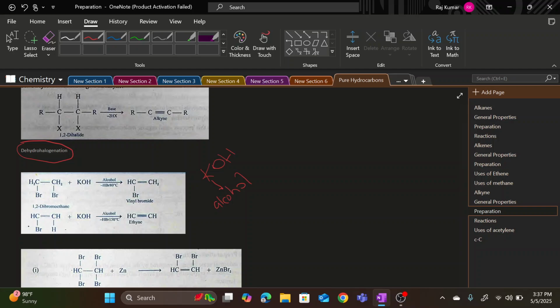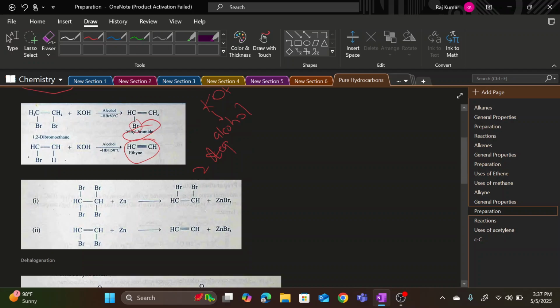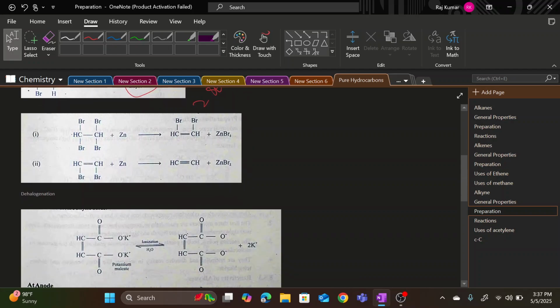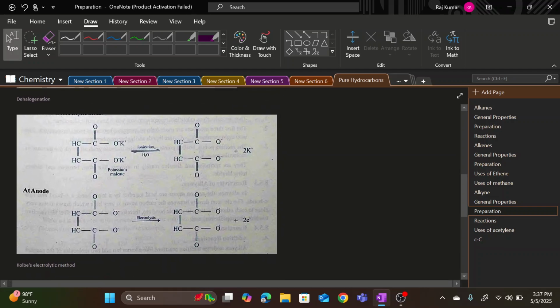It will actually first produce an alkene with a halide on the double bond, which is known as vinyl halide, and that will further react with alcoholic KOH to produce the ethyne. So it actually happens in two steps. Second method is dehalogenation. Whenever we perform dehalogenation of tetrahalides, they will produce alkynes. For that, we basically take zinc. And another method is Kolbe's electrolytic method.